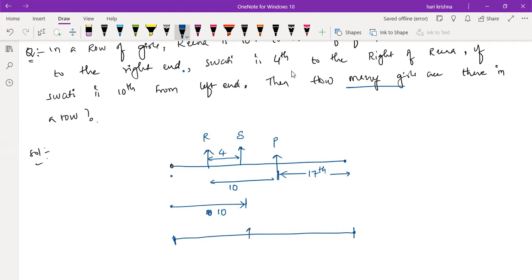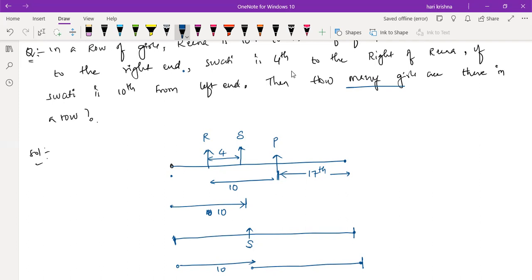Okay, we'll start with Swati. So from left to right, what is the position of Swati? What is the rank? 10th. You just have to find out the distance from here to here. That's all the problem is. You will get the answer. So Swati from the right end, what is the answer?